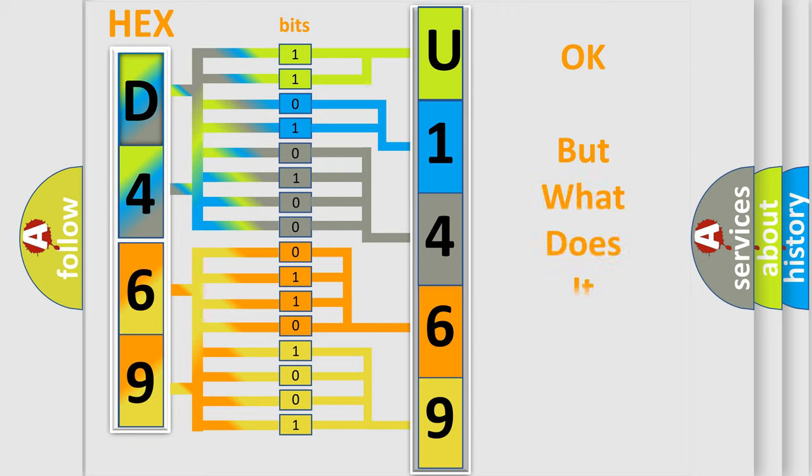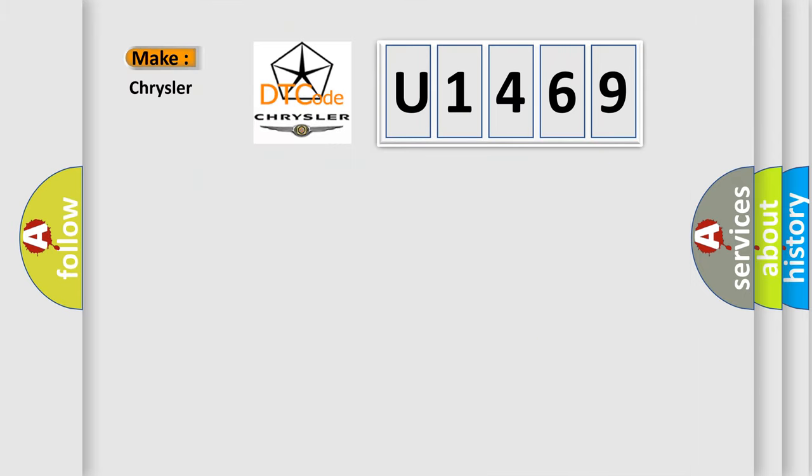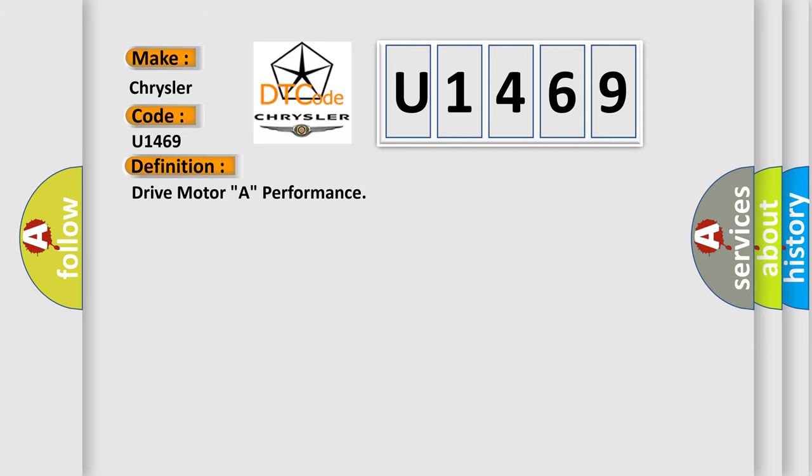The number itself does not make sense to us if we cannot assign information to what it actually expresses. So, what does the diagnostic trouble code U1469 interpret specifically for Chrysler car manufacturers? The basic definition is drive motor A performance. And now this is a short description of this DTC code.